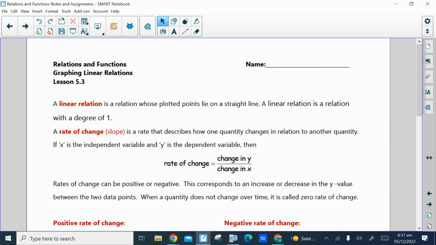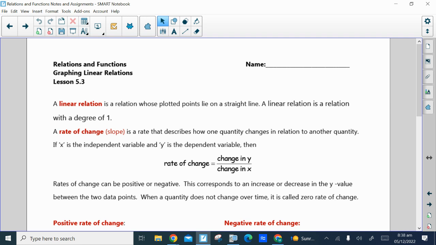The degree is the highest power for an expression. If there is no power written on the x, it means it's a degree 1 because the x is the same as x to the 1. So that's what it means talking about a degree of 1.